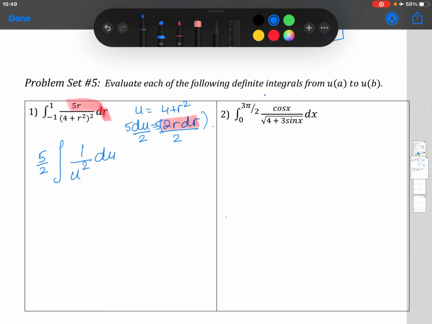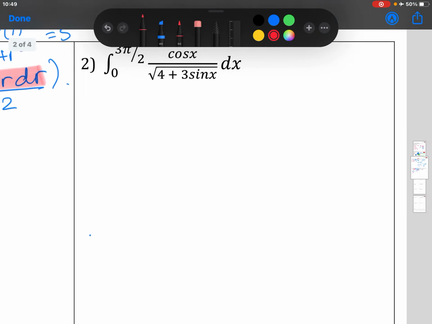Okay, so now what do I do? How do I determine my bounds? I'm going to substitute my -1 and 1 for r, and that would give me my bounds. So if I do 4 plus, I like to do the upper bound first, so 1 squared, which is just 5. And if I do 4 plus -1 squared, which also gives me 5, what happens when your bounds are the same? It is 0. You don't even have to evaluate the rest. You know the bounds are the same. It is going to be equal to 0. So that's why I like the second method in comparison to the first one.